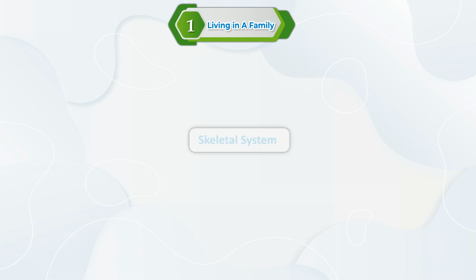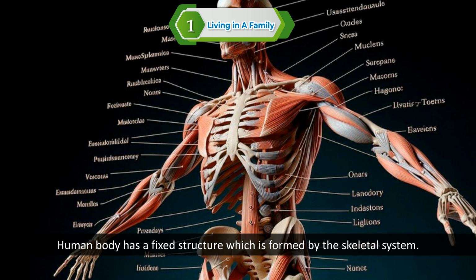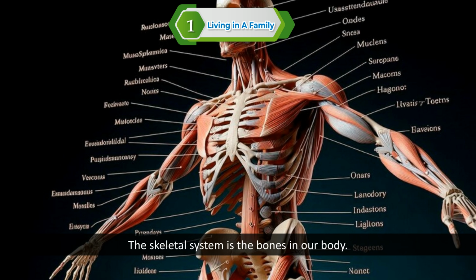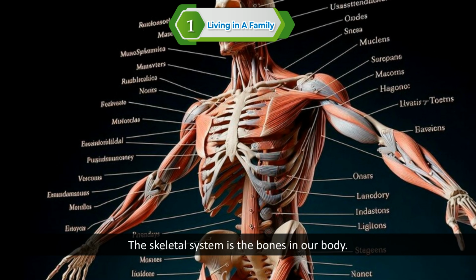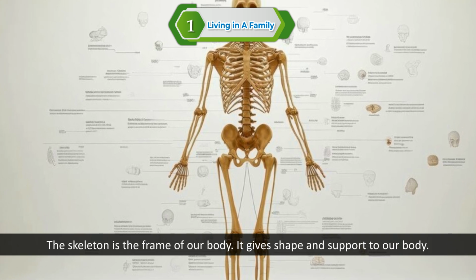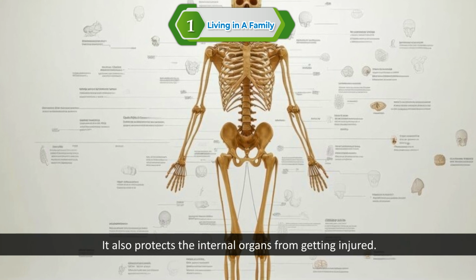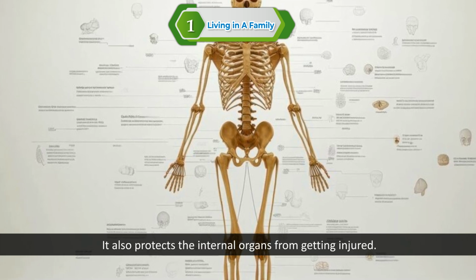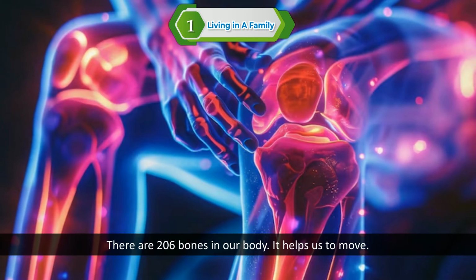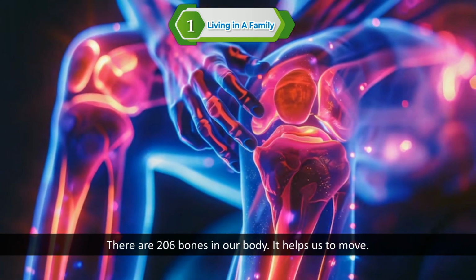Skeletal system. The human body has a fixed structure which is formed by the skeletal system. The skeletal system is the bones in our body. The skeleton is the frame of our body. It gives shape and support to our body. It also protects the internal organs from getting injured. There are 206 bones in our body. It helps us to move.